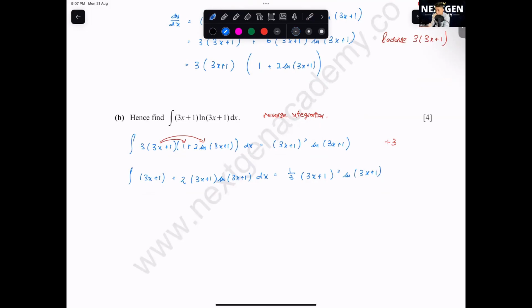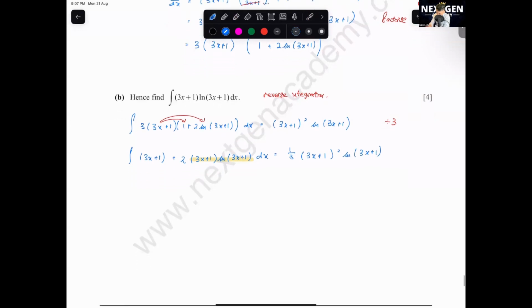What do you want to do? You see, we only want this part here. So we separate these two terms into different integrations. So here we'll get integrate 3x plus 1 dx plus, this one I write as 2, the 2 also is just a constant, integrate 3x plus 1 ln 3x plus 1 dx equals 1 over 3, 3x plus 1 square ln 3x plus 1. Focus, we only want this part here. Meaning everything else, I want to move it to my right-hand side.